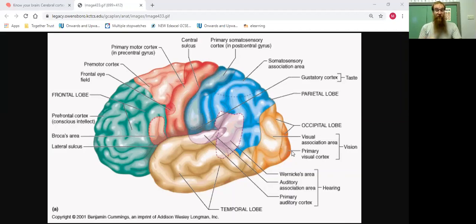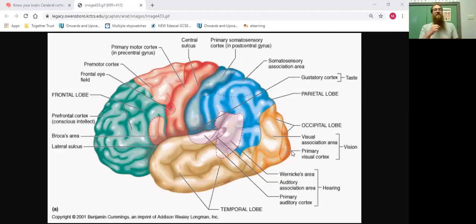So going back to the cerebral cortex, it's got a very wrinkled surface. It's in two hemispheres, so you've got the left hemisphere and the right hemisphere. The left hemisphere, rather confusingly, controls stuff on the right-hand side of the body, and the right hemisphere, rather confusingly, controls stuff on the left side of the body.